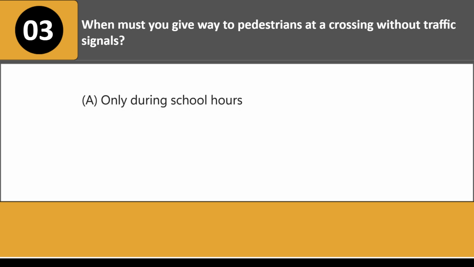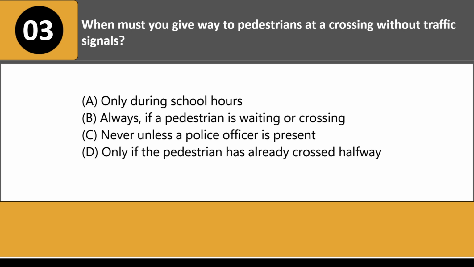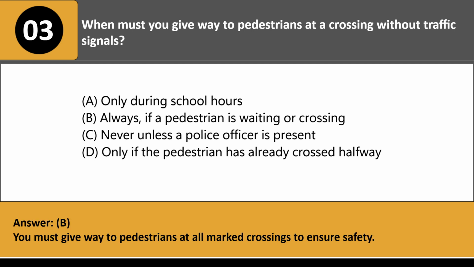When must you give way to pedestrians at a crossing without traffic signals? A. Only during school hours. B. Always, if a pedestrian is waiting or crossing. C. Never unless a police officer is present. D. Only if the pedestrian has already crossed halfway. Answer B. You must give way to pedestrians at all marked crossings to ensure safety.